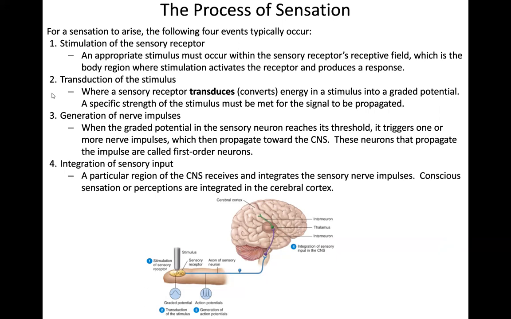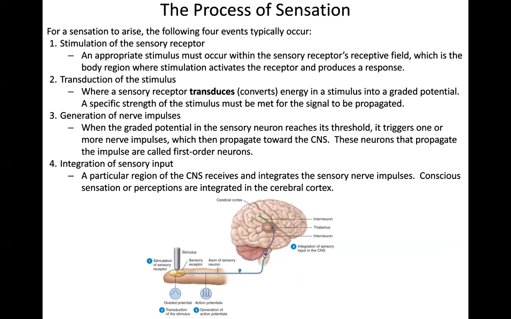Number 2, transduction or transduce. The sensory receptor will transduce or convert the energy in a stimulus into a graded potential. Remember, a graded or local potential is just a small change in resting membrane potential. A specific strength of the stimulus must be met for the signal to be propagated. What that sentence means is we have to reach threshold in order for an action potential or action potentials to be created. Remember what threshold was?